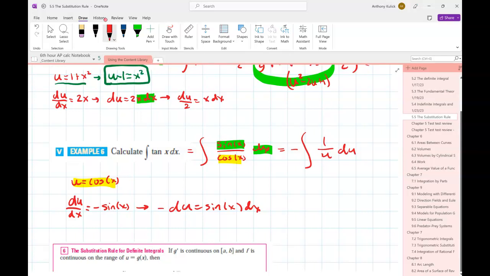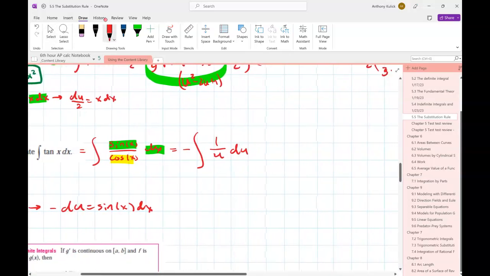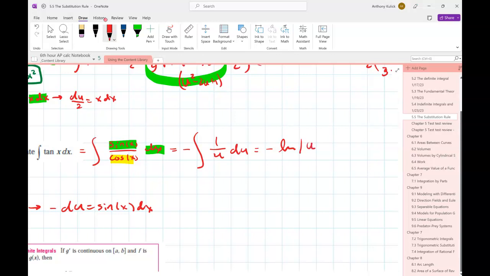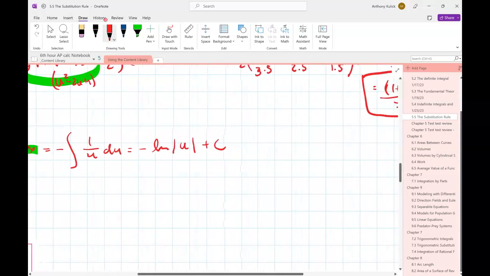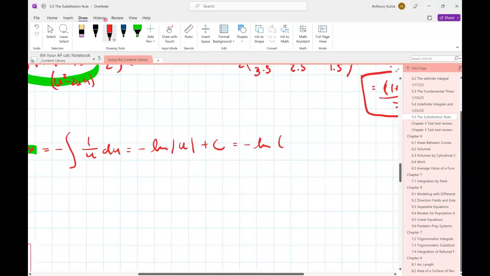Now, with what we're doing here, could we add this to our list of antiderivatives and use it in the future? Yeah, for sure we could, but we're not finished yet. So what's the antiderivative of 1 over u? Natural log of absolute value u, and because this is an indefinite integral, it gets a c at the end. And then we're not done. What do we still need to remember to do? Plug in the u. What was our u again? Cosine.